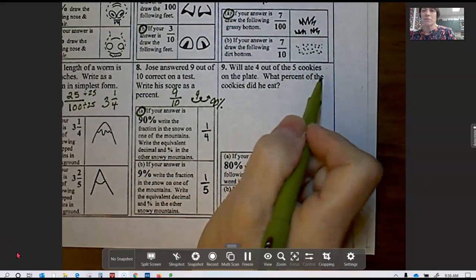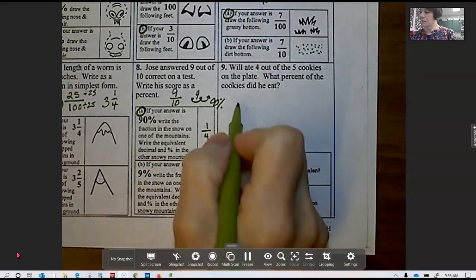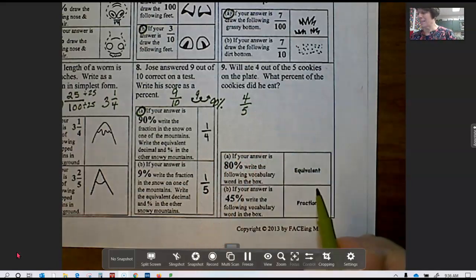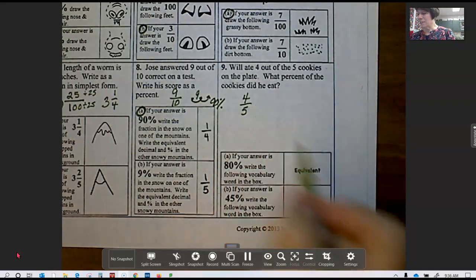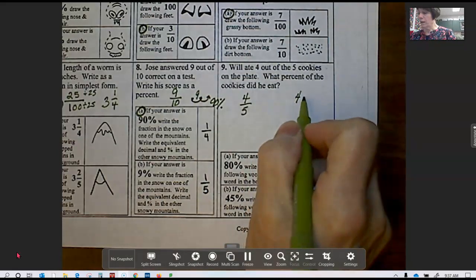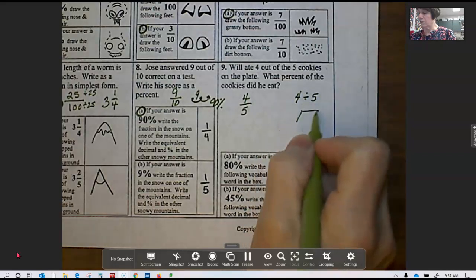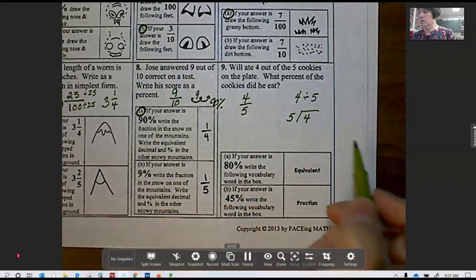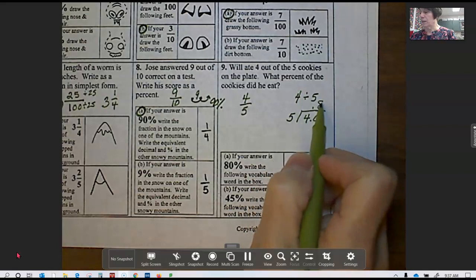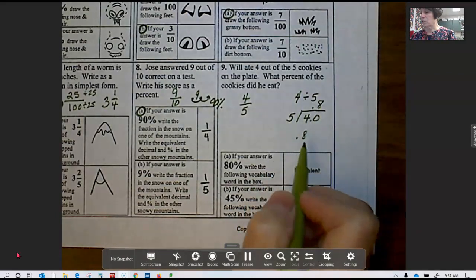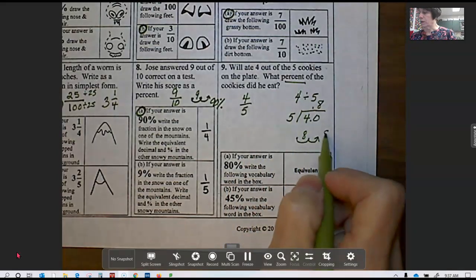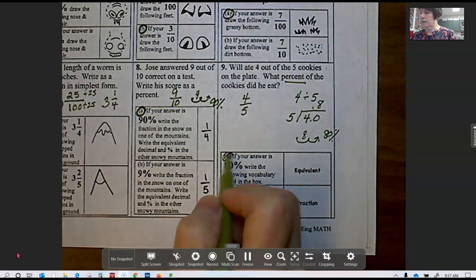Next one says, Will ate 4 out of 5 cookies on the plate. What percent of cookies did he eat? Well, that's 4 out of 5. Now, that's one of our memory ones, so you might remember that that's 80% right off the bat there. But if we had to change this without knowing that memory, remember we would take 4 and we would divide it by 5. That looks like this, 4 in the house, 5 out of the house. Again, you can use a calculator, but if you didn't, it would look like this. 5 divides into 40 8 times, so 0.8, then changed to a percent. Move that decimal point 2 places to the right, and we would get our 80% here. And so our answer is A.